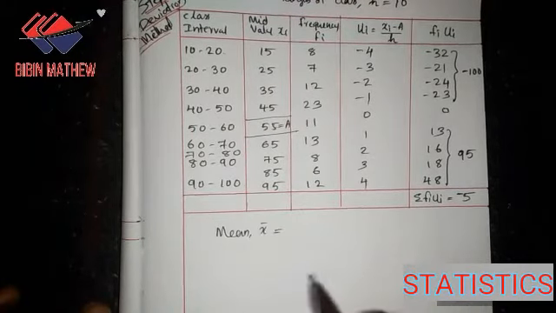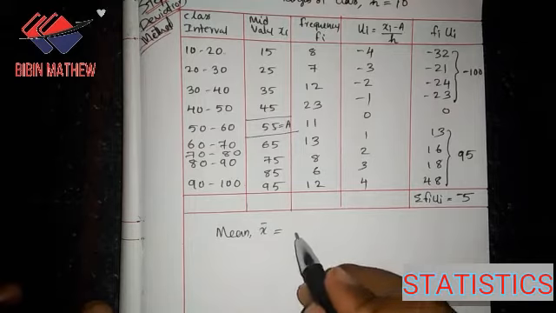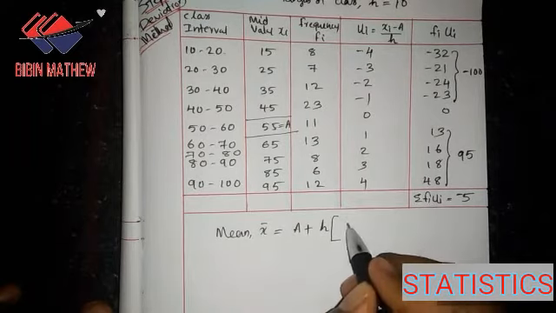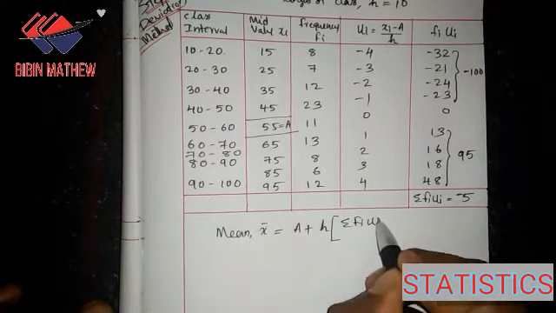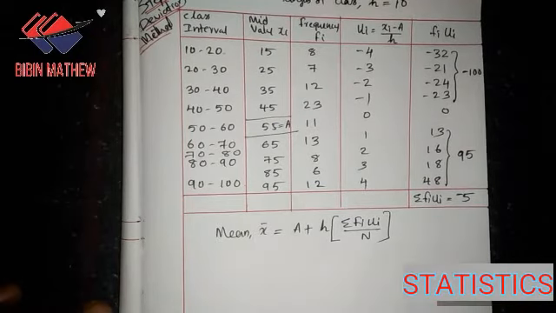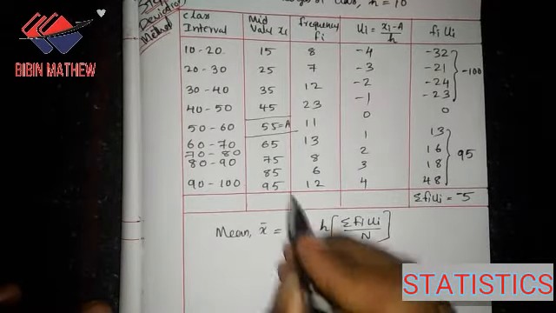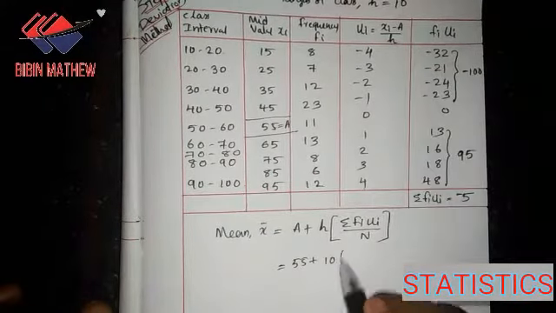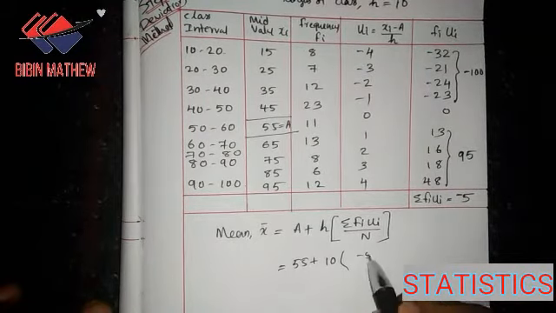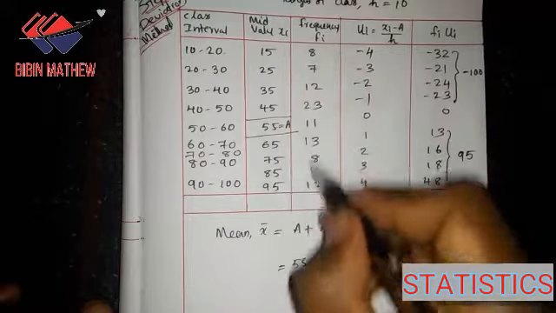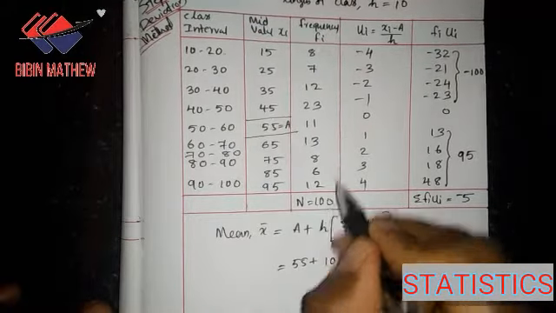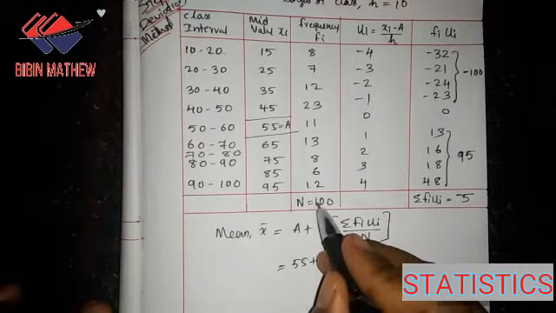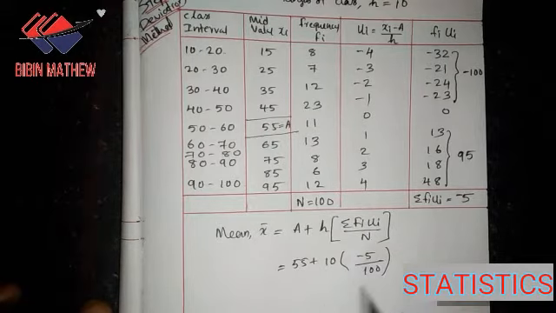So now let us go to our mean. Mean x bar is equal to, how to find the mean? Mean x bar is equal to a plus h into sigma fi ui divided by n. That's the equation. What is your a? A is 55 plus, what is your h? H is 10 into sigma fi ui, which is minus 5, divided by n. Here n is 100. Adding the frequencies we already got it, so it is 100. n is also called sigma fi. Okay, both are equal.